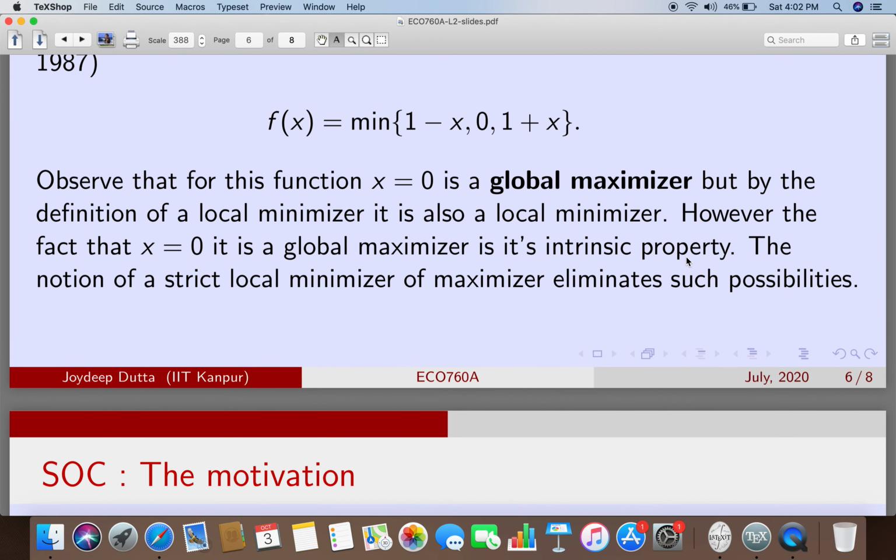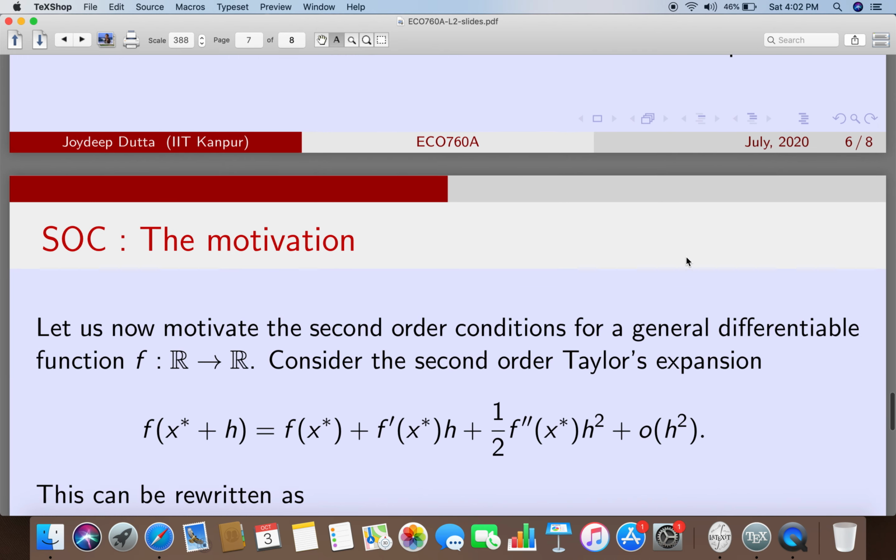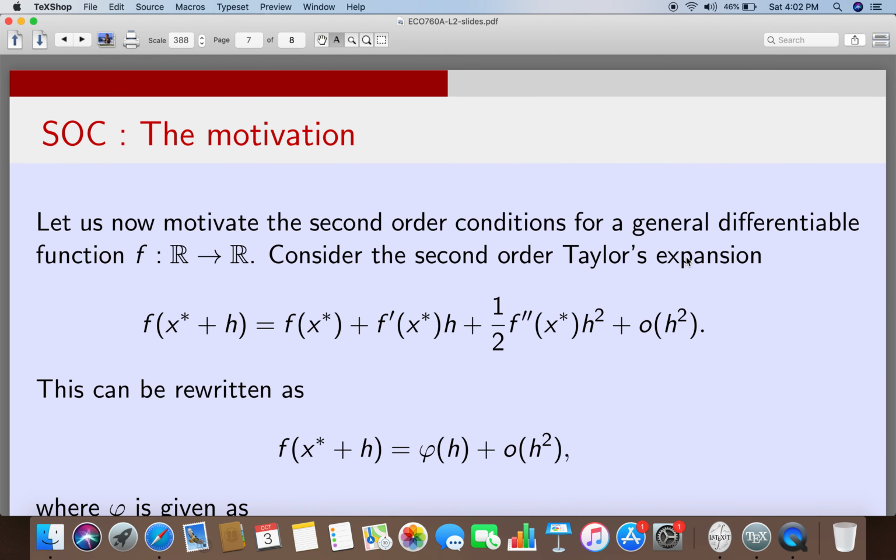So introducing that strict property, you eliminate these kind of anomalies. Now you come to the second order condition and we want to motivate it for a general function. We are not going to prove it. Please understand that here we are not going to make any proof. Proof would be for functions from Rn to R.